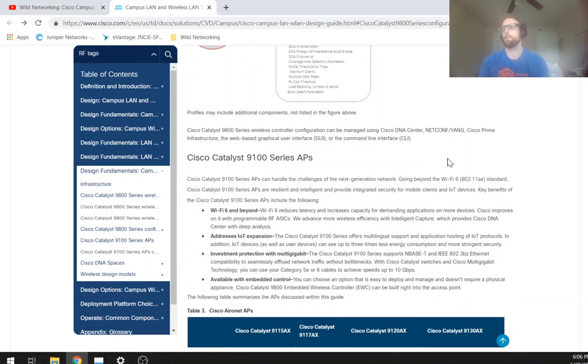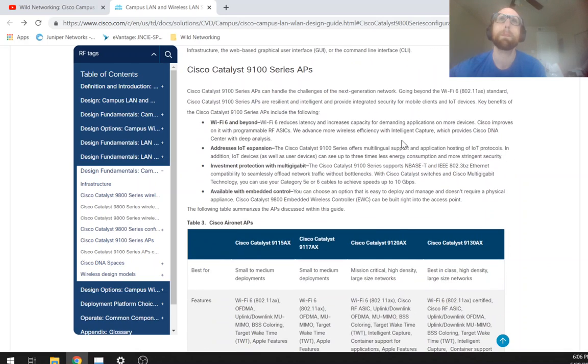Cisco Catalyst 9800 series wireless controller configuration can be managed using Cisco DNA Center, netconf/yang, Cisco Prime infrastructure, and web-based graphical user interface (GUI) or command line interface (CLI). Cisco Catalyst 9100 series APs.